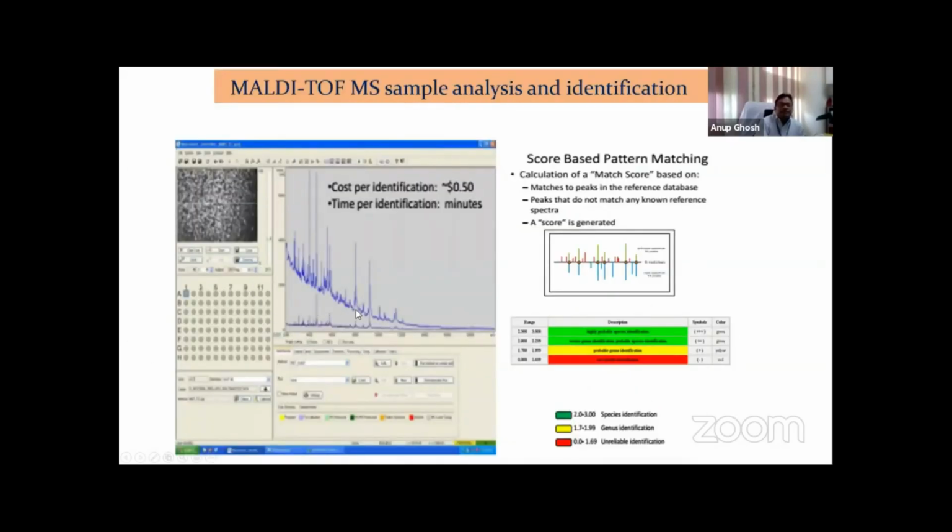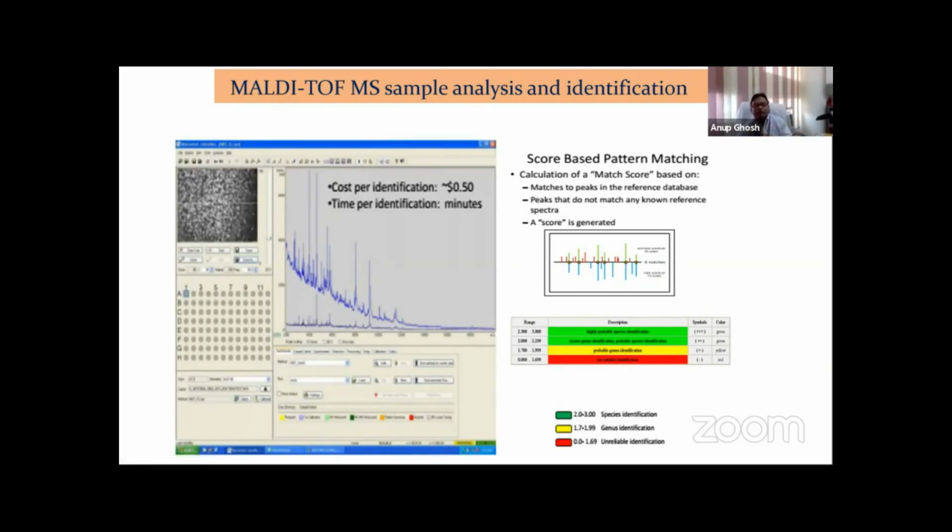So the spectrum looks like this. And this is the real MALDI-TOF. I have just taken a picture from our MALDI-TOF. So here, when you are spotting, it looks like this, and when you hit the laser, this kind of spectrum will be generated.